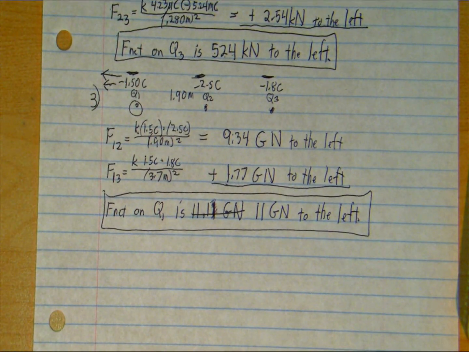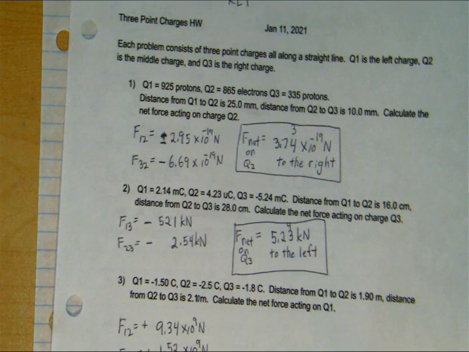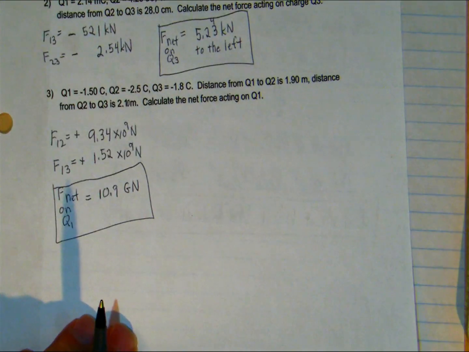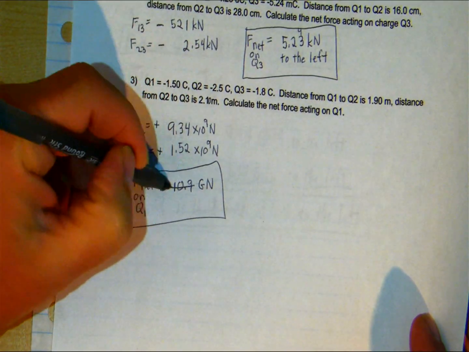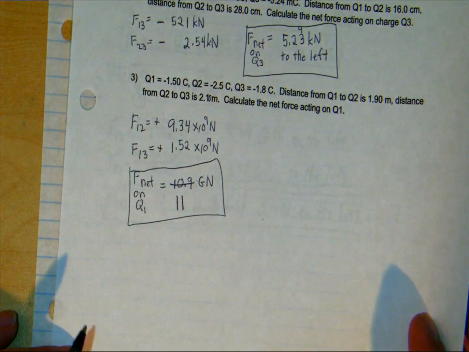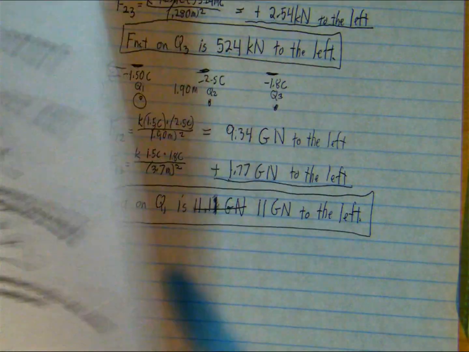Ta-da! This concludes my debrief on 3-point charges homework. And I see here when I wrote the answer key, I should have rounded to 2 sig figs.